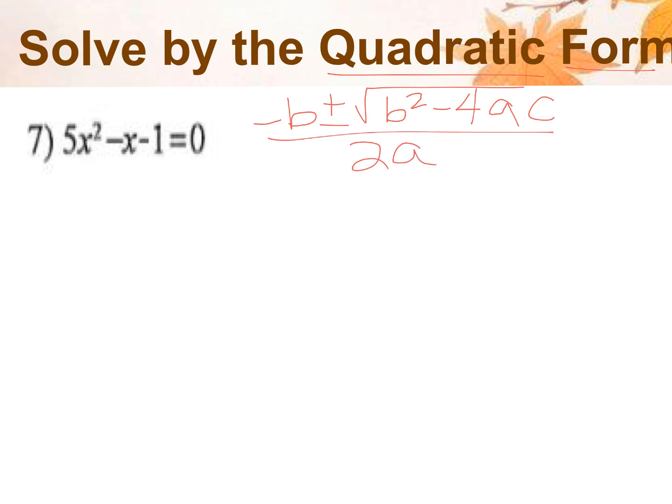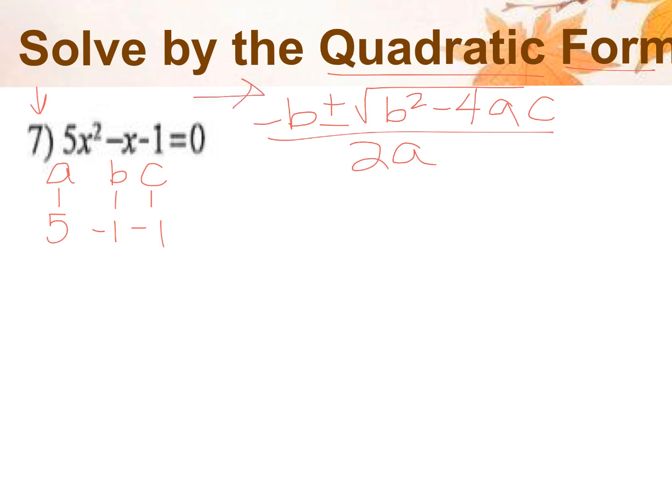And we also need to make sure that our trinomial here is in standard form. And if it is in standard form, this is going to be my A term, my B term, and my C term. So my A term is going to be 5, my B term is going to be -1, and my C term is also going to be -1. And what I'm going to do is plug all of those numbers into this formula right here.